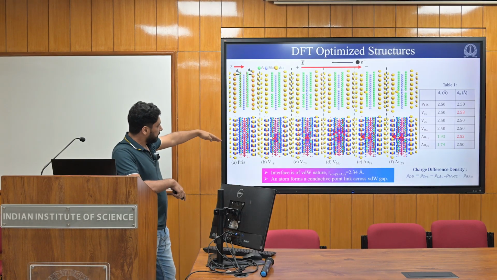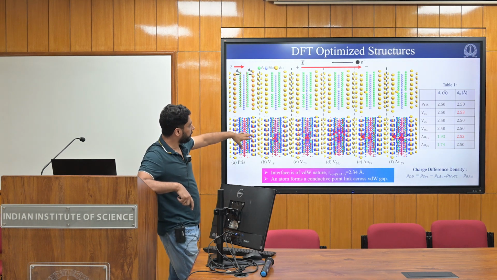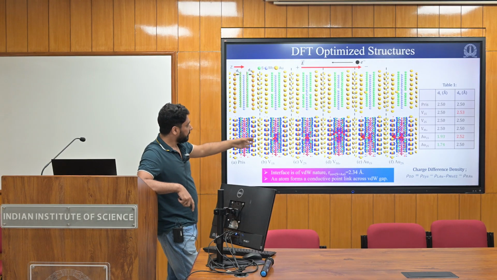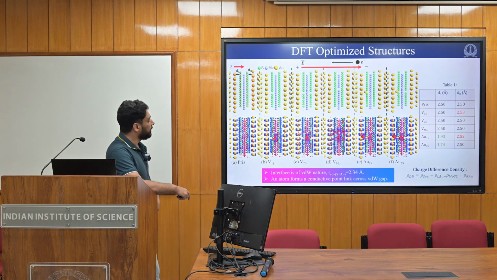So next, in the below, what you see is basically a superimposition of electron density onto these structures. So the red ones basically indicate electron accumulation. The blue ones indicate the regions where electrons basically deplete.